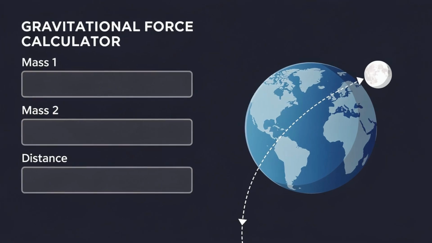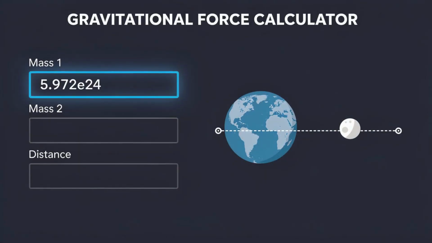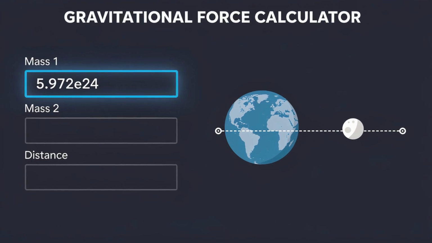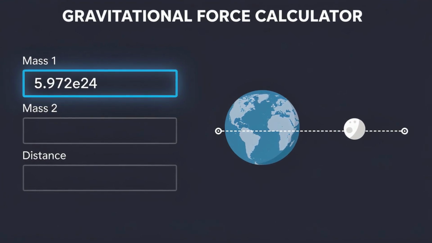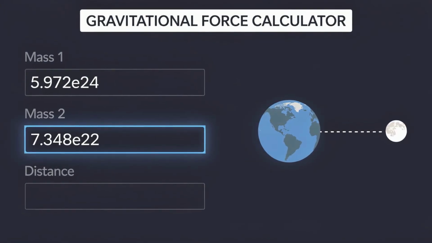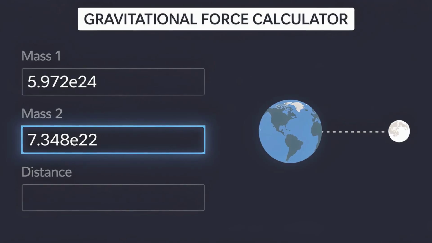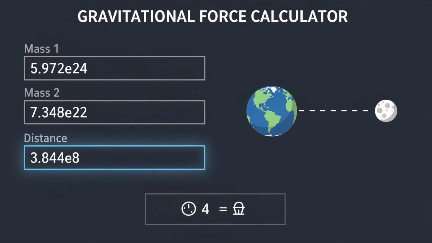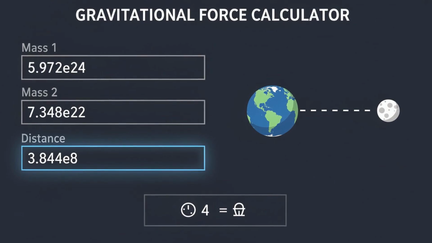For this demonstration, I'm selecting Calculate Gravitational Force. There are 3 input fields when calculating force. Mass 1 requires the first object's mass in kilograms, like 5.972E24 for Earth. Mass 2 takes the second object's mass, such as 7.348E22 for the Moon. Distance requires the separation between the objects' centers in meters, like 3.844E8 meters between Earth and Moon.